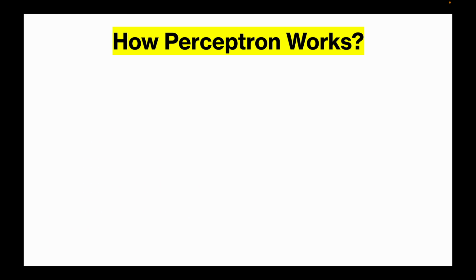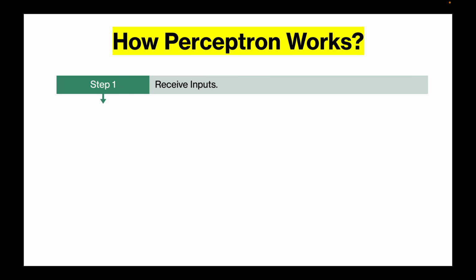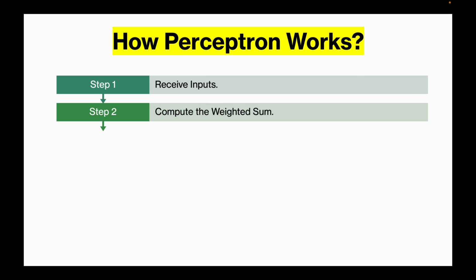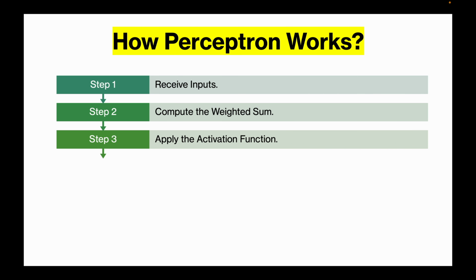Now let's see how a perceptron works step by step. Step 1. At first it receives input. Step 2. Compute the weighted sum. Here we multiply each input by its respective weight and add them together along with the bias. Step 3. Apply the activation function. The weighted sum is then passed through a step function. If it is greater than or equal to 0, the perceptron fires. If it's less than 0, it stays silent.